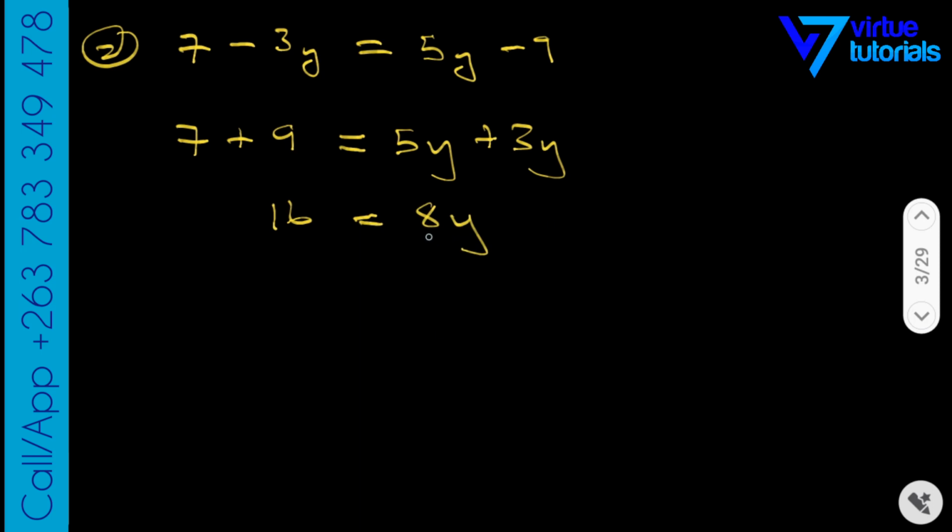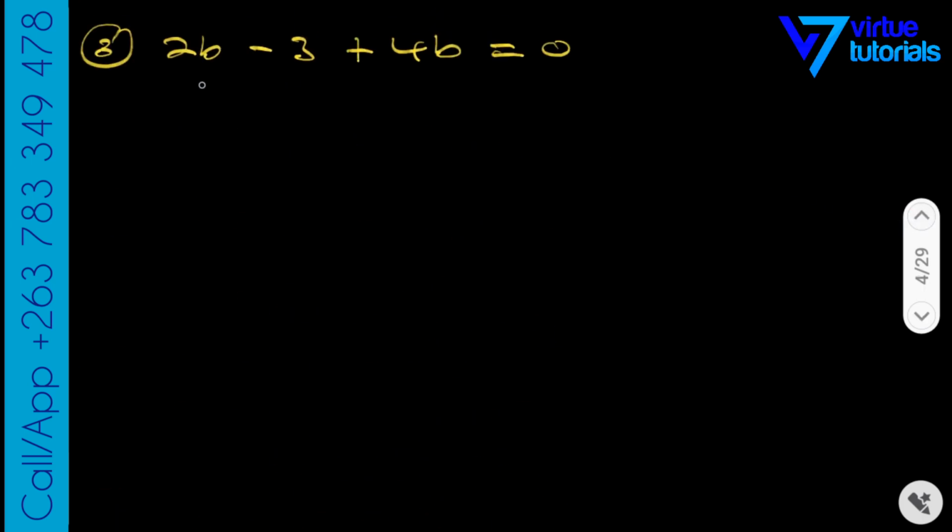And then when I'm here, to remove this 8, I have to divide both sides by 8. 16 divided by 8 is 2. And on this side, the 8s cancel out. I have y. So I found my value of y, which is 2. Y is equal to 2.